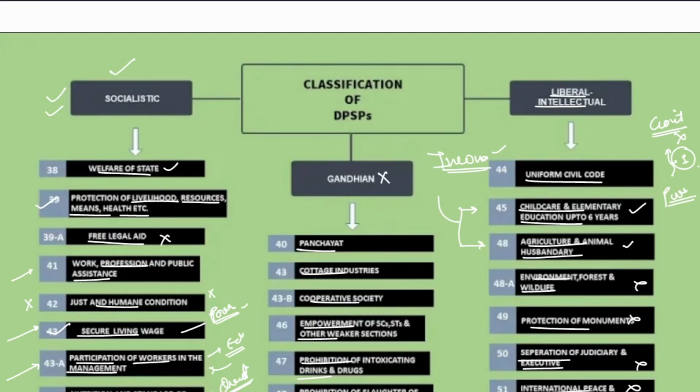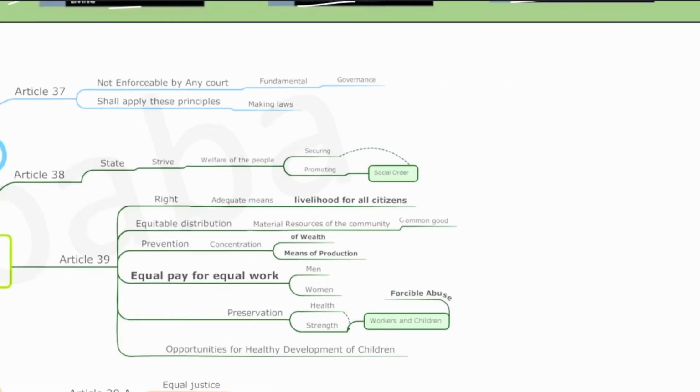These are in Part 4 of the Constitution, which has the DPSP, the Directive Principles of State Policy. Let's see one or two important things about the DPSP which can come in the prelims. It is enumerated in Part 4 of the Constitution, Articles 36 to 51, and this idea has been borrowed from the Irish Constitution.